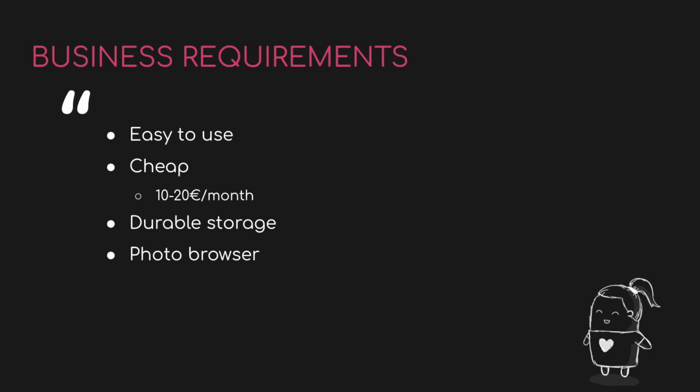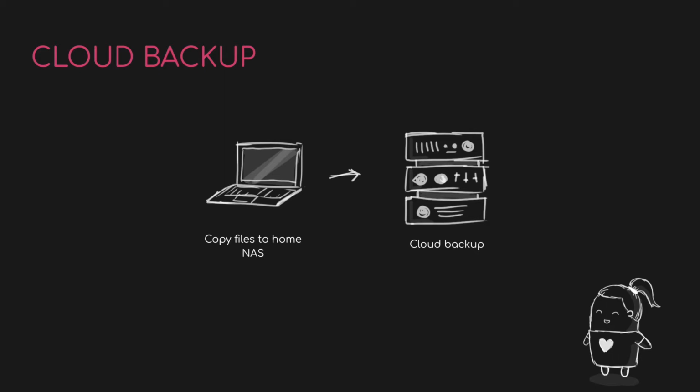And also, as said, we want a way to browse those photos, more than just going through the folders and going through the images one by one. So the first iteration of the backup is just, we have a local network drive at home, copy the files on it, and it will put the data into the cloud. Simple as that.